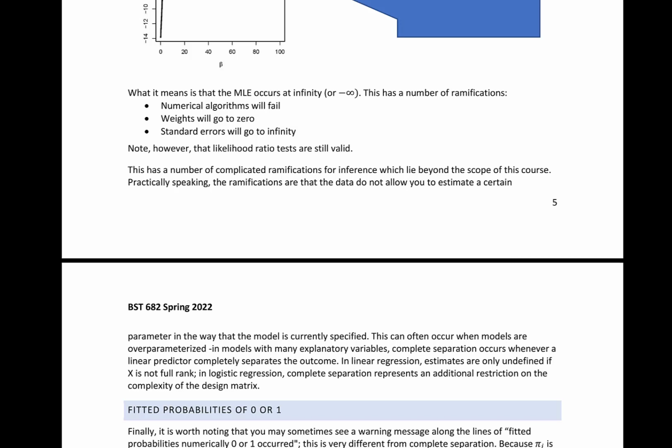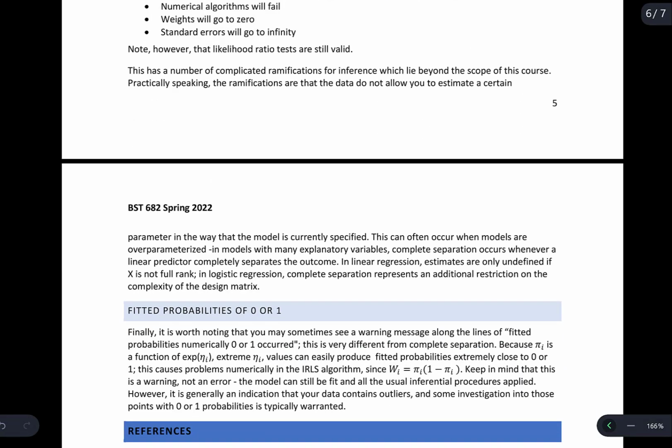This can occur when the models are over-parameterized, i.e. in models with many explanatory variables. Complete separation occurs whenever a linear predictor completely separates the outcome. In linear regression, estimates are only undefined if X is not full rank. In logistic regression, complete separation represents an additional restriction on the complexity of the design matrix.